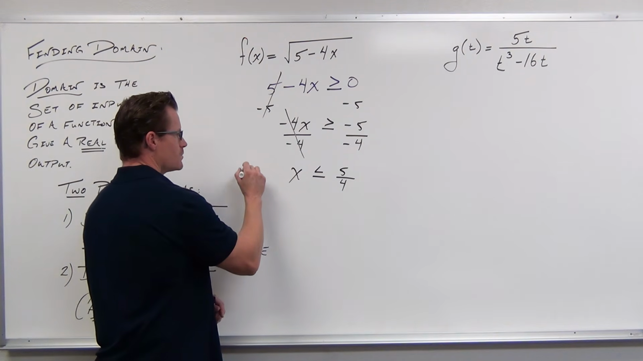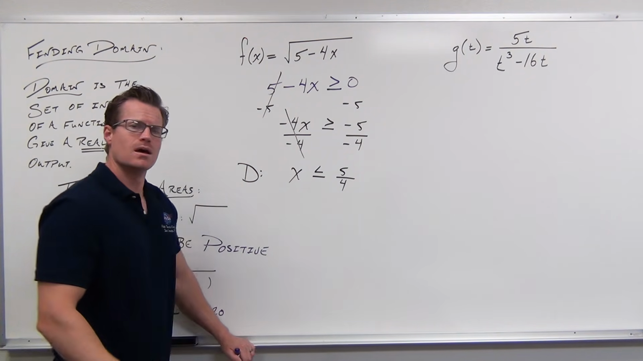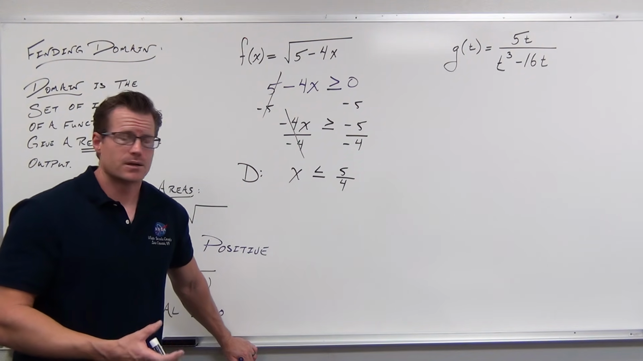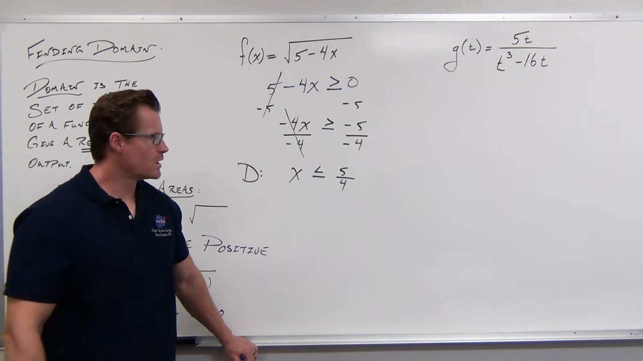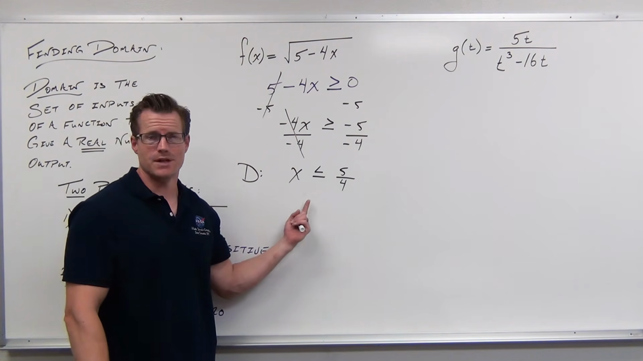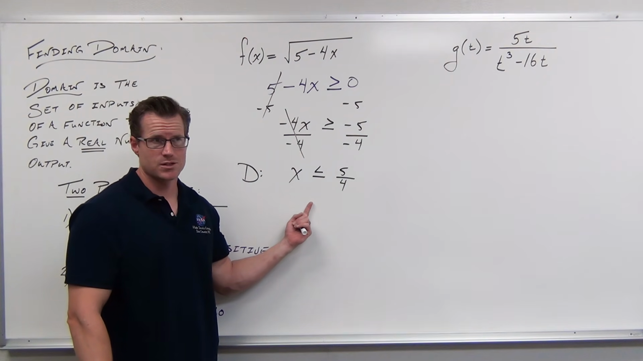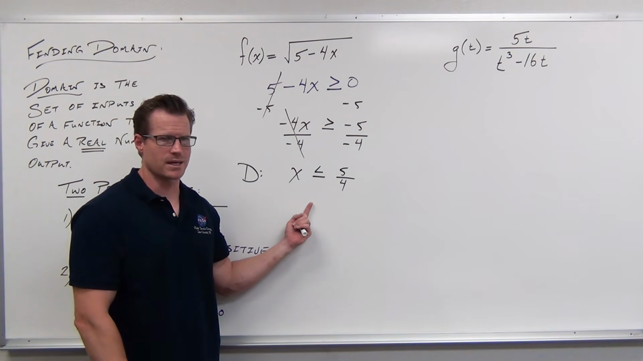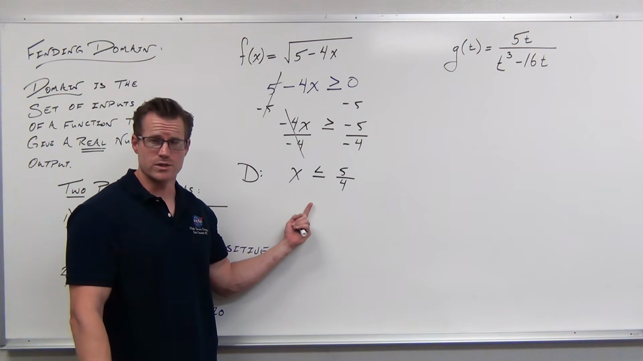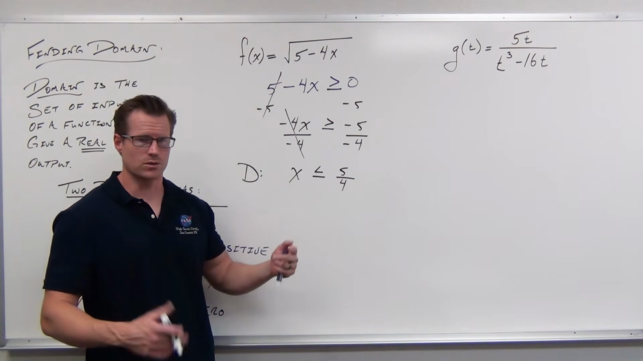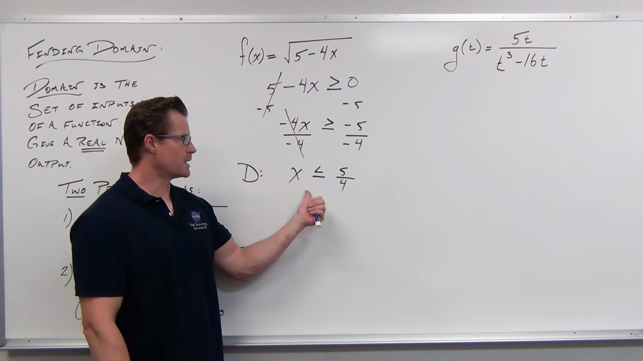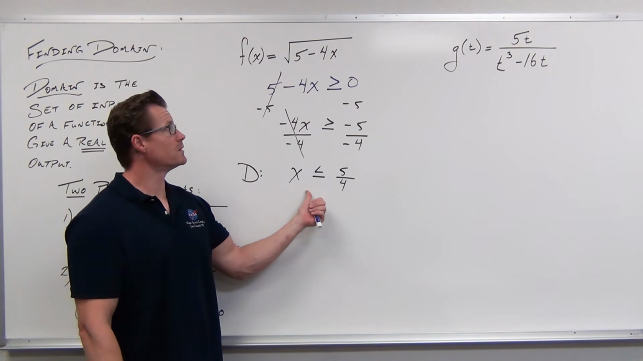And when we say, hey, the domain is this, there's a few ways to write it. Before we go any further, I want to make sure that you understand one more thing about this. Notice that there are a lot of negative numbers that satisfy this. So x is less than 5/4. That means 1.25 and less than that. So 1 would be a valid number here. 0 is fine. You plug in 0, you get square root of 5.